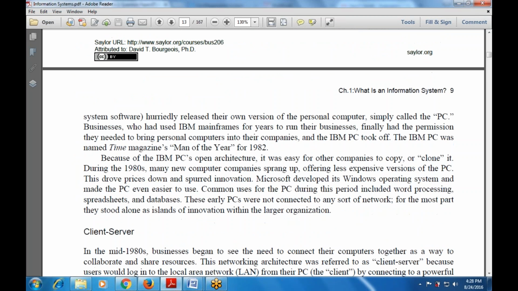And because of the IBM PC's architecture, it is very easy for the other companies to clone it, to copy it.